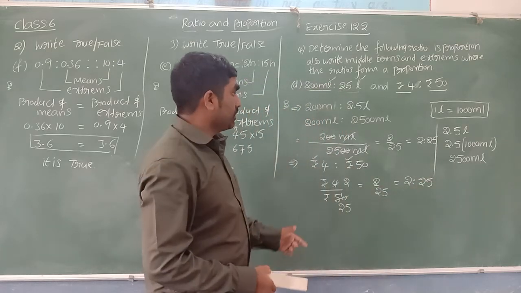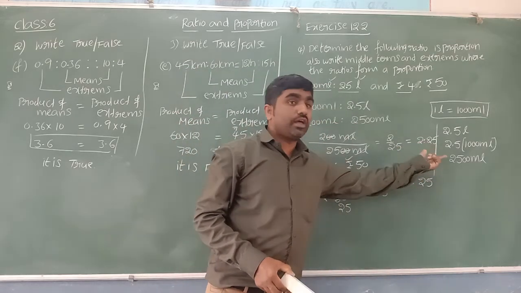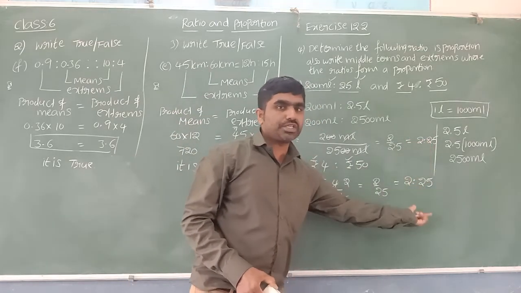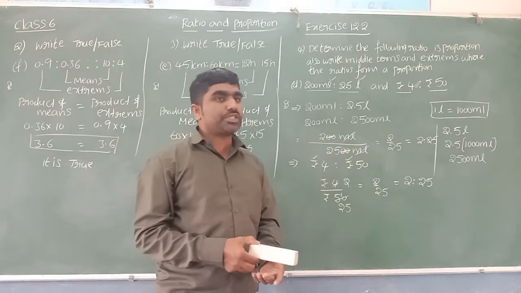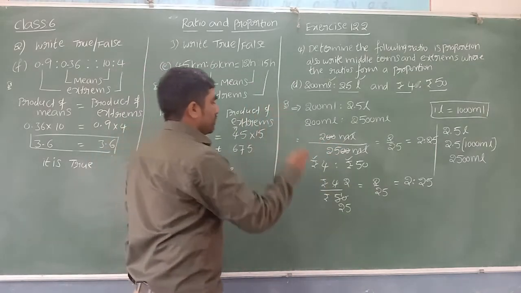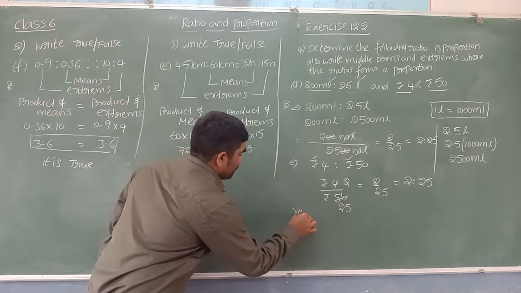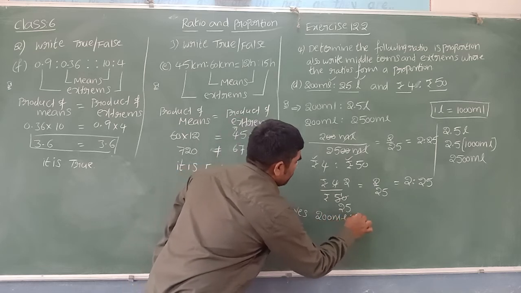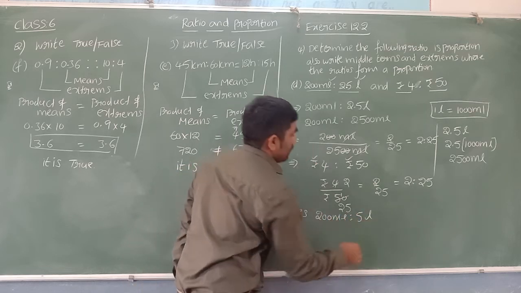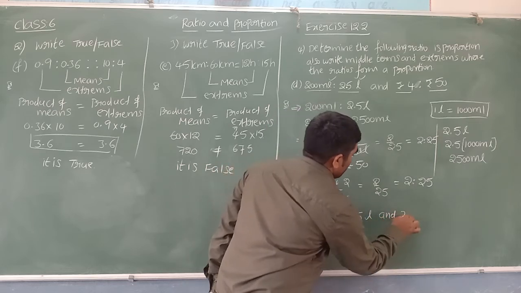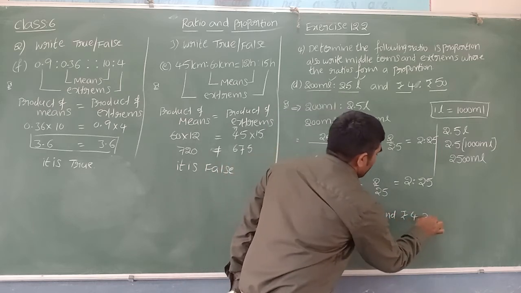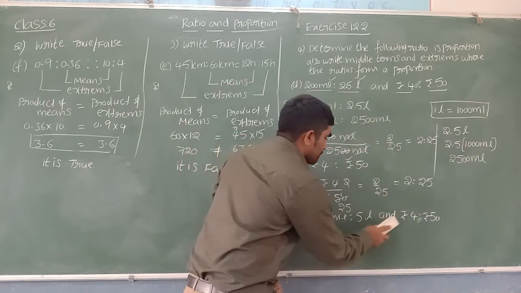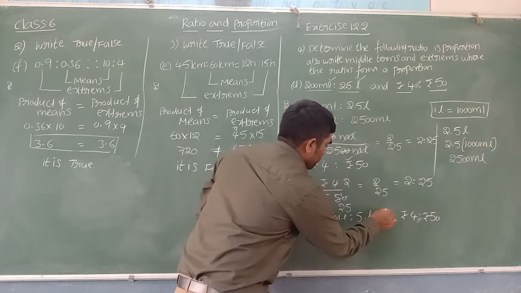Now you can see here the ratio of the first two quantities is 2 is to 25, and the ratio of the third and fourth quantities is also 2 is to 25. So both the ratios are equal. The equality of two ratios is called proportion. So what can we write now? We can write 200 ml comma 2.5 liter, and rupees 4 comma rupees 50. Instead of this, better we can use the proportion symbol.